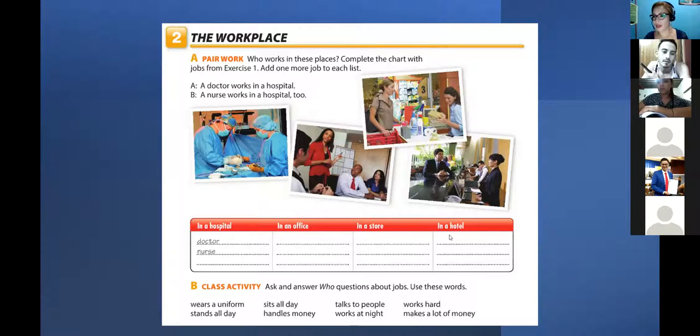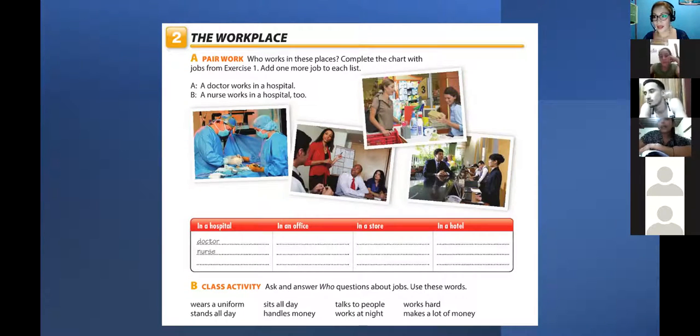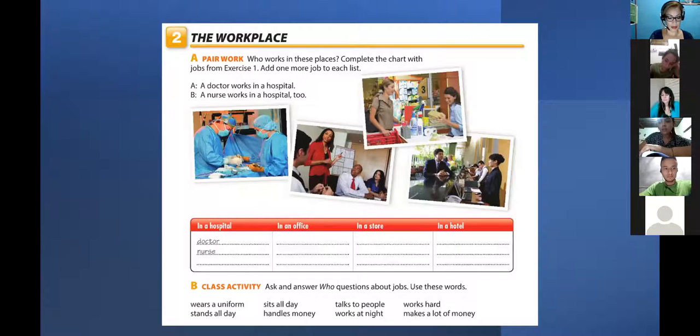Okay, who works in a hotel? A receptionist. A manager. Waiter and waitress. Cooks. How do you write it? Chef. Waiter and waitress. Ah, okay. Gracias.